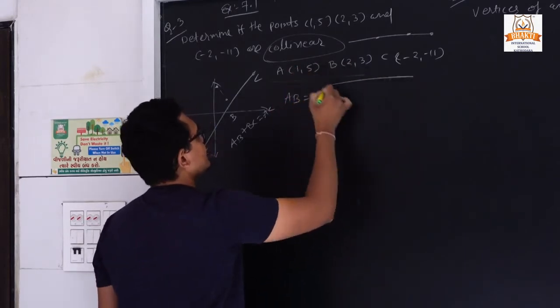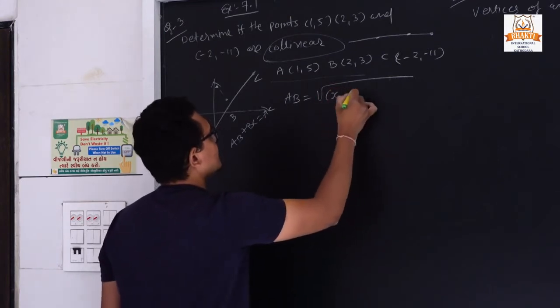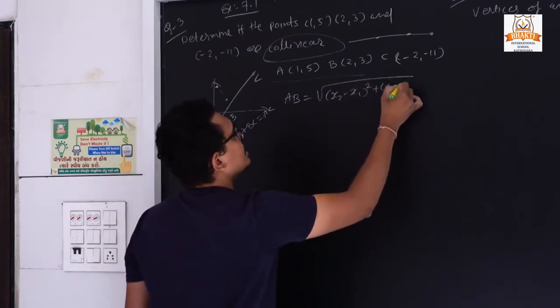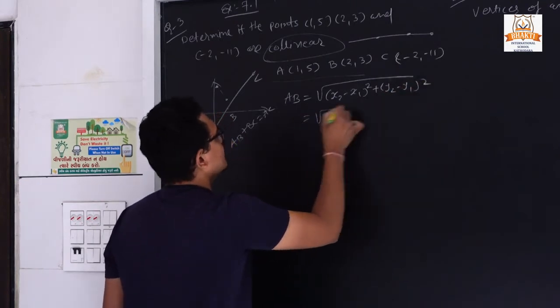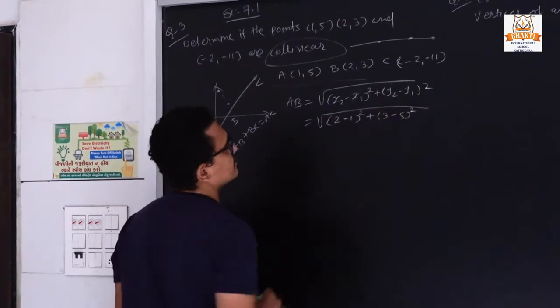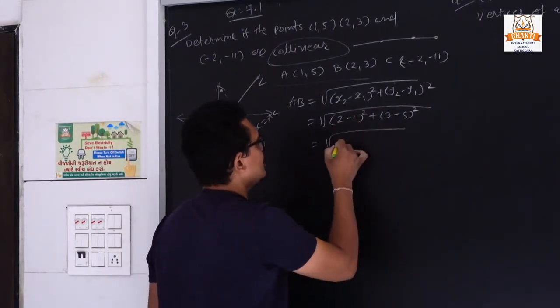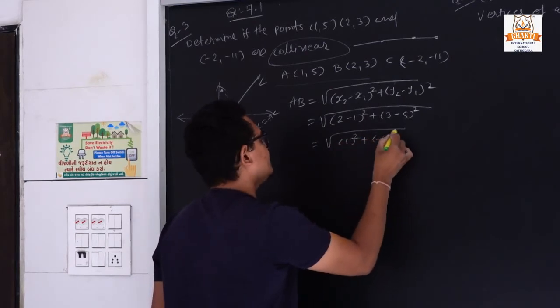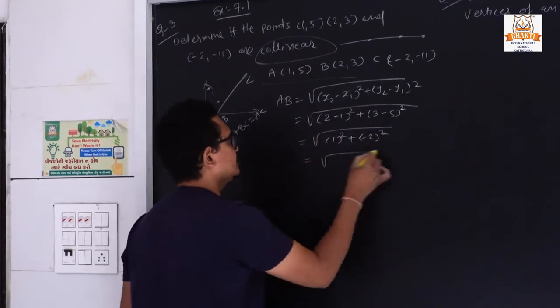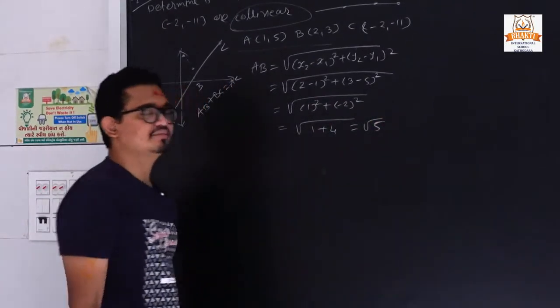The formula is the square root of (x2 minus x1) all square plus (y2 minus y1) all square. So (2 minus 1) all square and (3 minus 5) all square. 2 minus 1 is 1 all square, and here -2 all square. So 1 square is 1 and -2 square is 4. So the answer is √5.